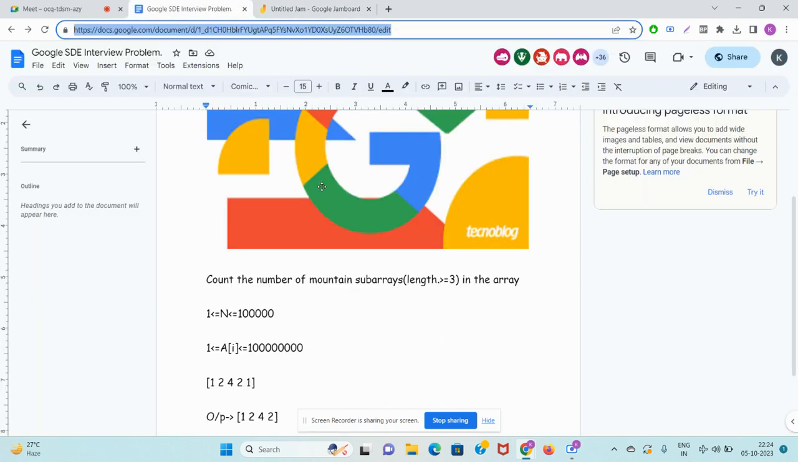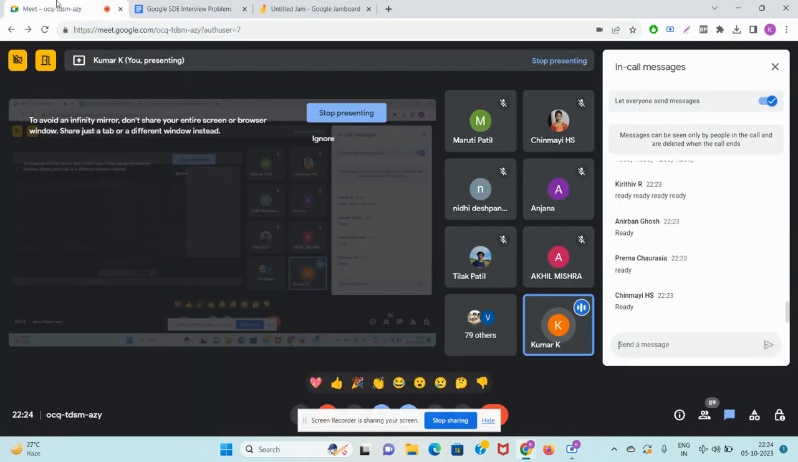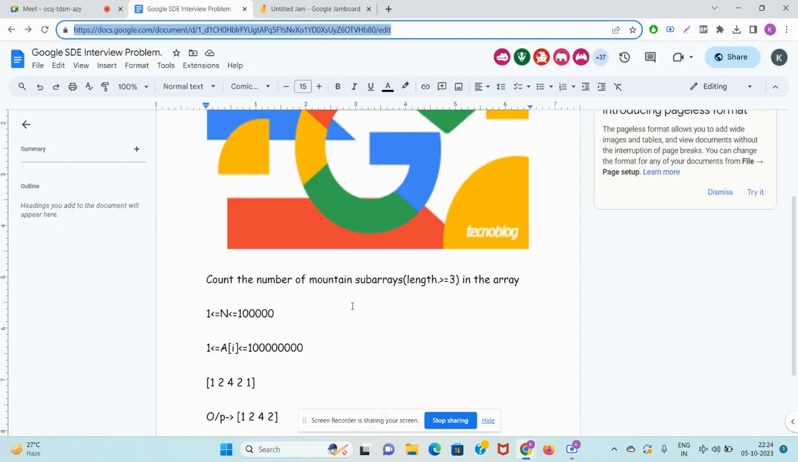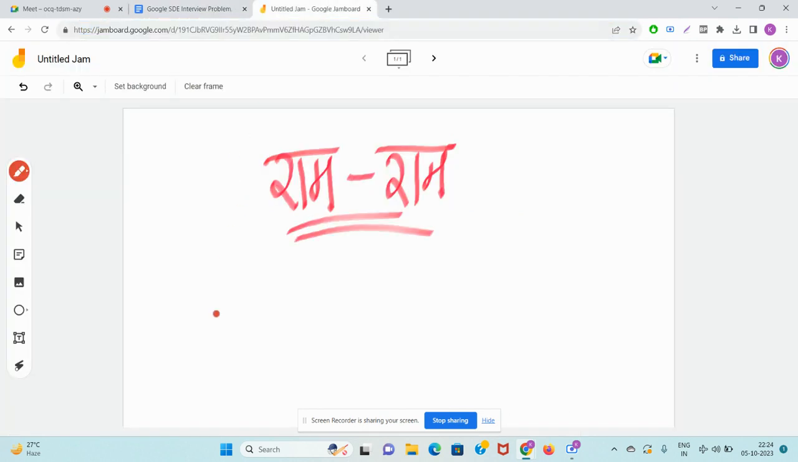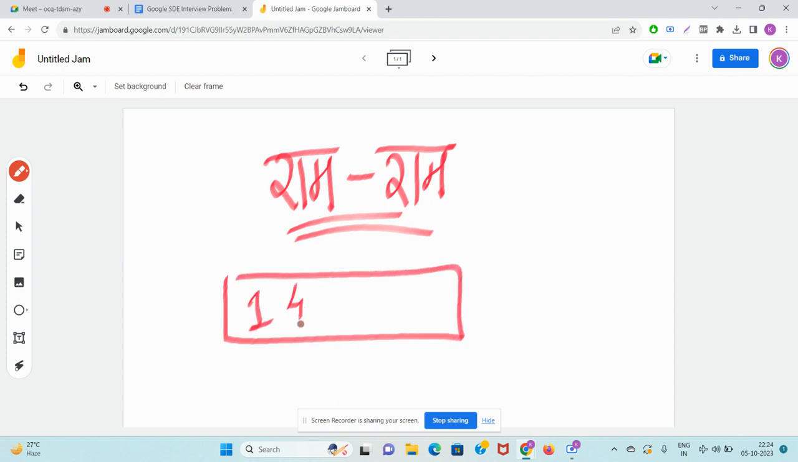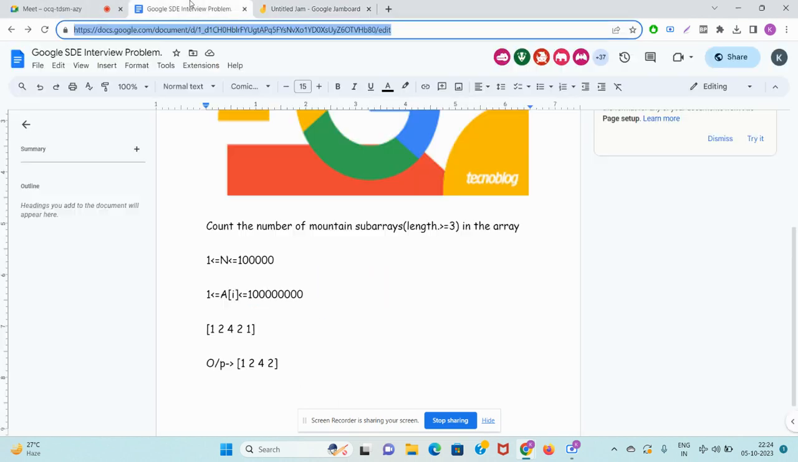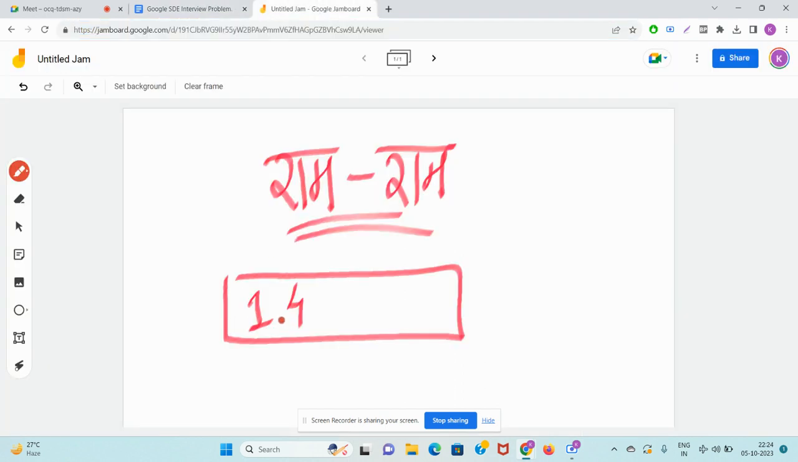Now the question says we are given an array, which can be as large as 10 raised to 5. We have to find the number of mountain subarrays in the array. If I am given 1 2 4 2 1, what is a mountain subarray? This is our array: 1 2 4 2 1.